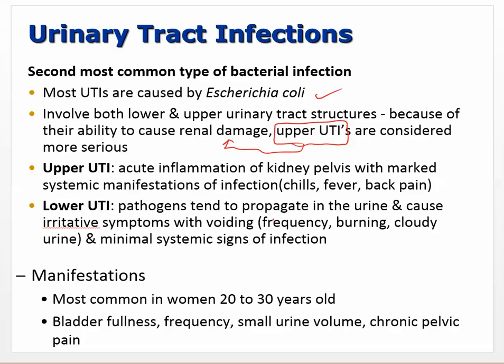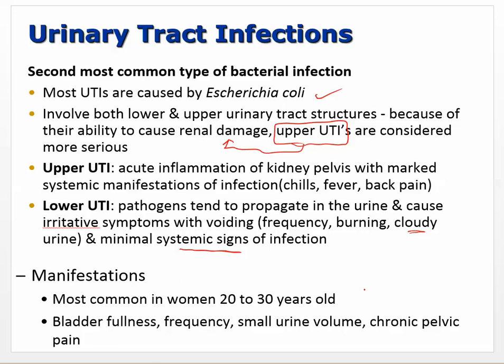And lower propagates in the urine, causes irritative symptoms with voiding, frequency, burning, cloudy urine. That's from that infection and maybe some white blood cells trying to fight it off. And minimal signs of infection, minimal systemic signs of infection. So it tends to mostly just be in that area without fever and stuff like that, for whatever reason.